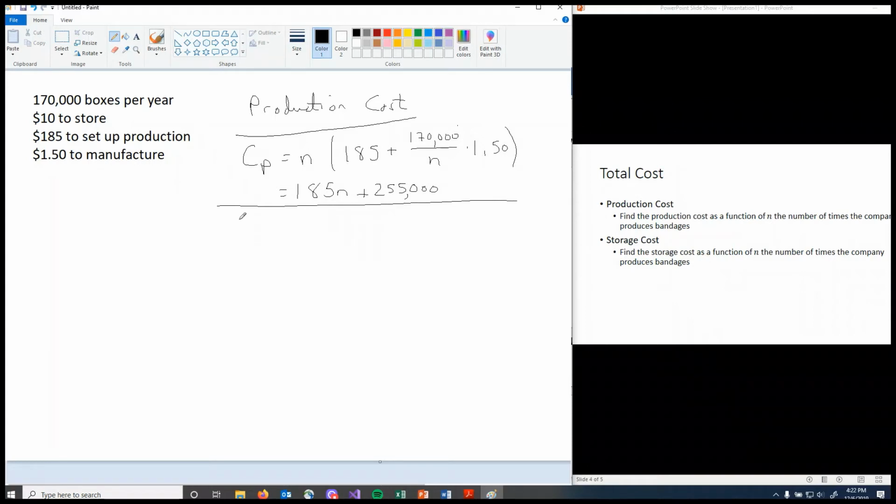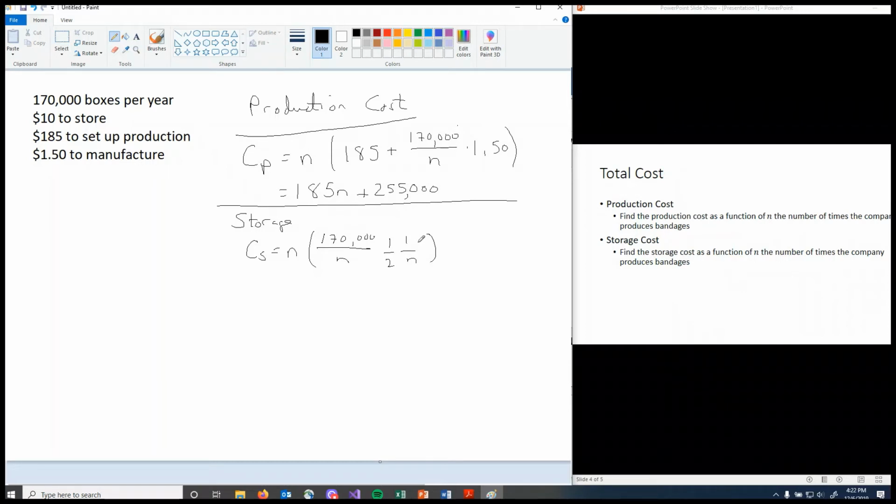And then we have our storage. Storage is a little harder. So cost of storage, again, we're going to multiply by n. Now we have to think a little bit. Each time we produce, we're going to produce 170,000 over n boxes. Each production run lasts 1 over n years. And each box in the production run lasts for half of the period.